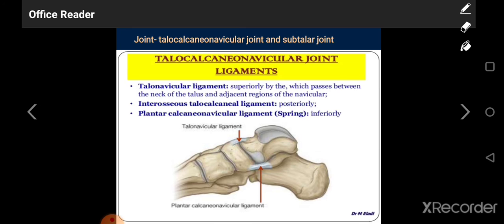Now the talocalcaneonavicular joint is providing this, the plantar calcaneonavicular ligament, that is your spring ligament on the inferior side. So this image is showing the spring ligament.